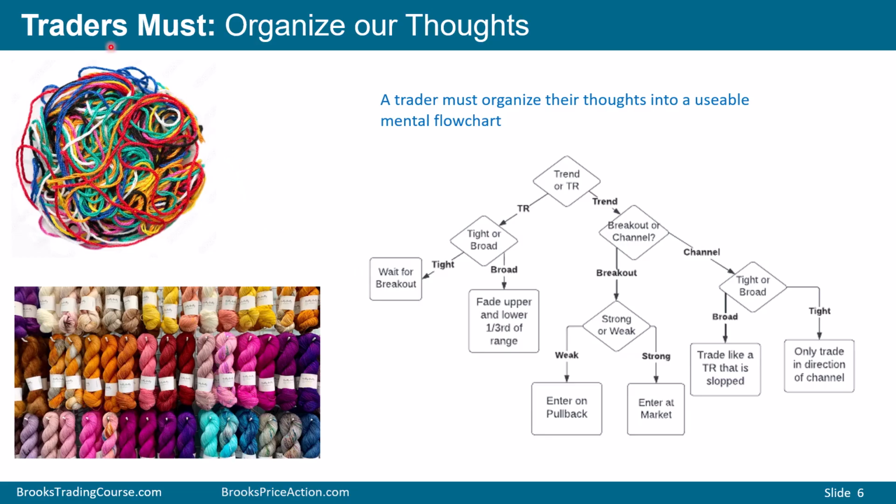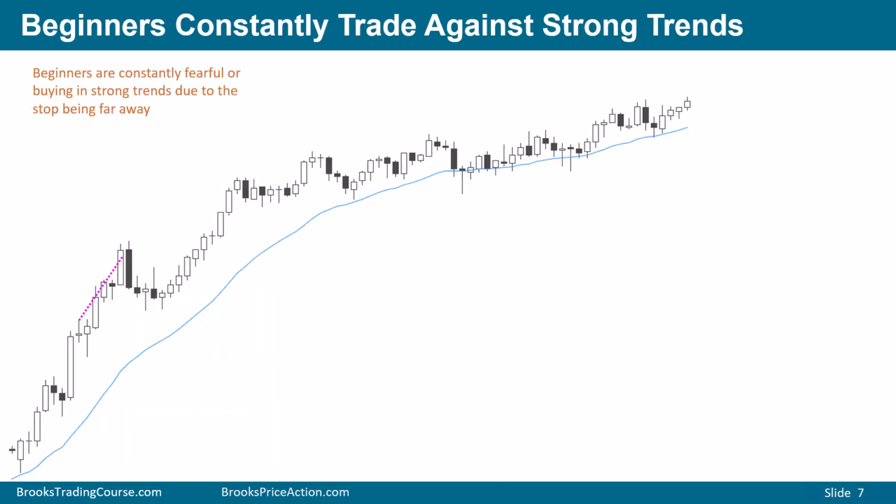A successful trader goes from here, this yarn of string, into neatly organized bits and pieces. So beginners are constantly trading against strong trends. They're fearful that if they buy in a strong trend, their stop's far away, and if they buy anywhere in this trend and put a stop down here, they're fearful and paralyzed that they're going to lose money.